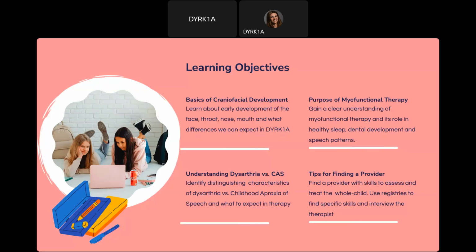Then we'll go over understanding what is dysarthria and what is childhood apraxia of speech. These are terms that are often confusing and underdiagnosed and misdiagnosed. So we'll go over the details of that. And then lastly, just some tips for finding a provider who can meet your needs, the needs of your child, and is able to think through how am I going to treat all of these systems and provide effective care.